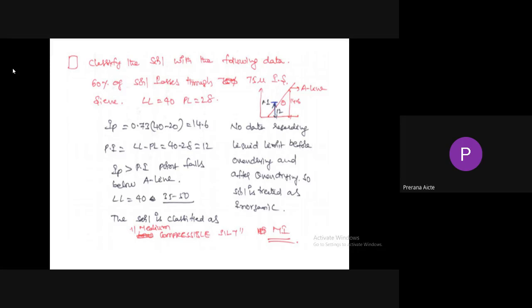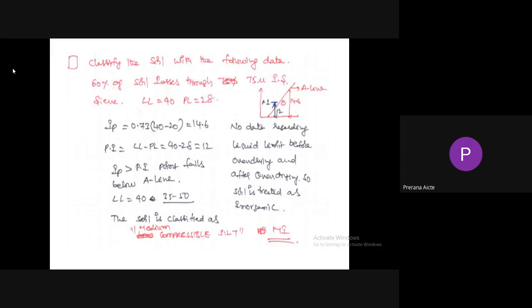Here no data regarding liquid limit before oven drying and after oven drying is given, so the soil is treated as inorganic silt. Suppose liquid limit before oven drying and after oven drying were given, then we could check and treat it as organic soil. Here no such data is given, so directly we can assume that it is silty soil.